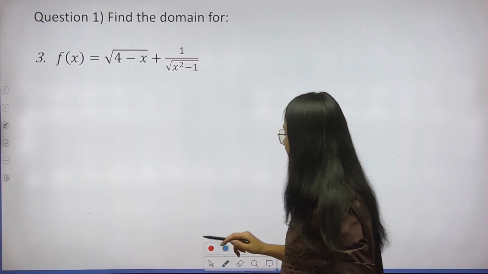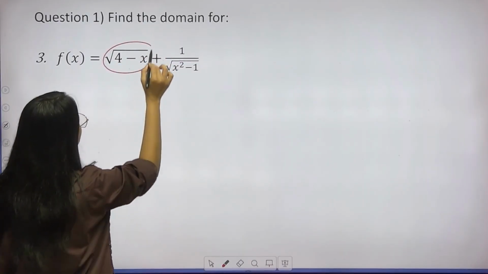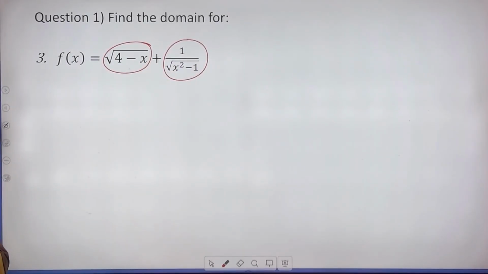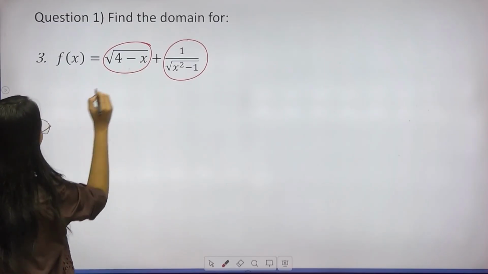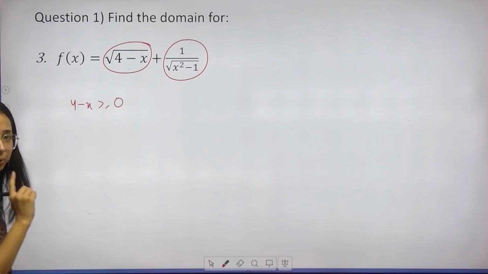All right. So let's try another question. Okay. So we have two roots here. One is this and one is this, and both the functions are getting added. Okay. So let's solve. First of all, anything inside the root, which is 4 minus x, needs to be greater than or equal to 0.